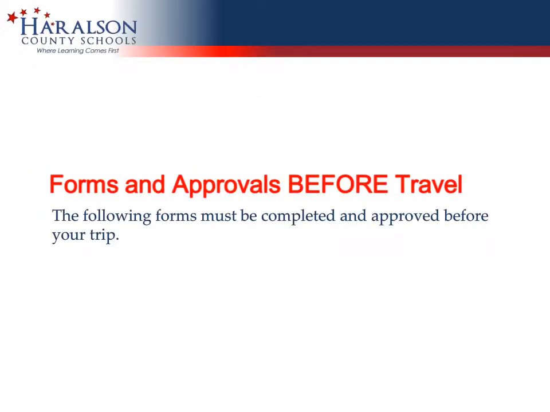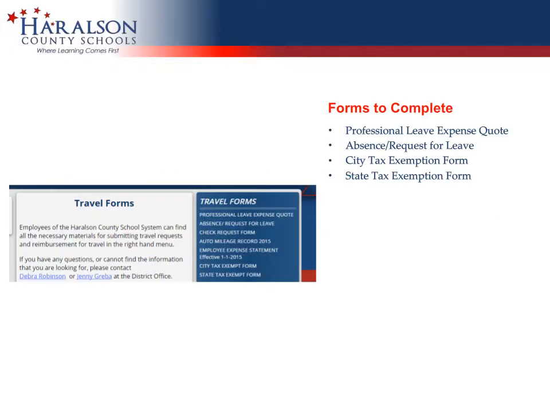There are several forms and procedures that must be completed and approved by your immediate supervisor in the board office prior to your event. The 4 forms that will need to be completed are the professional leave expense quote, the absence request for leave form, and both the city and state tax exemption forms. In addition, you will need to make advance registration for your hotel and request a confirmation email for the total amount to be charged for your room.